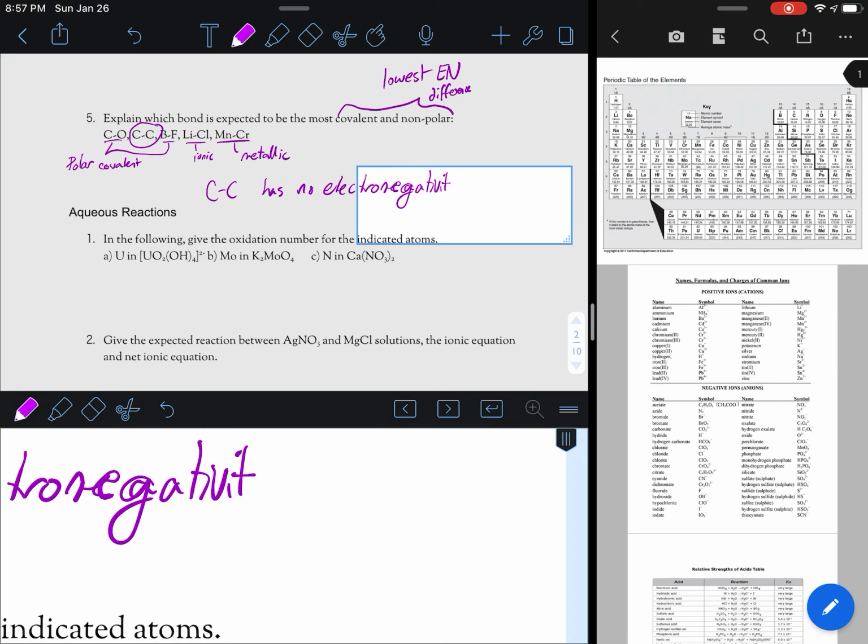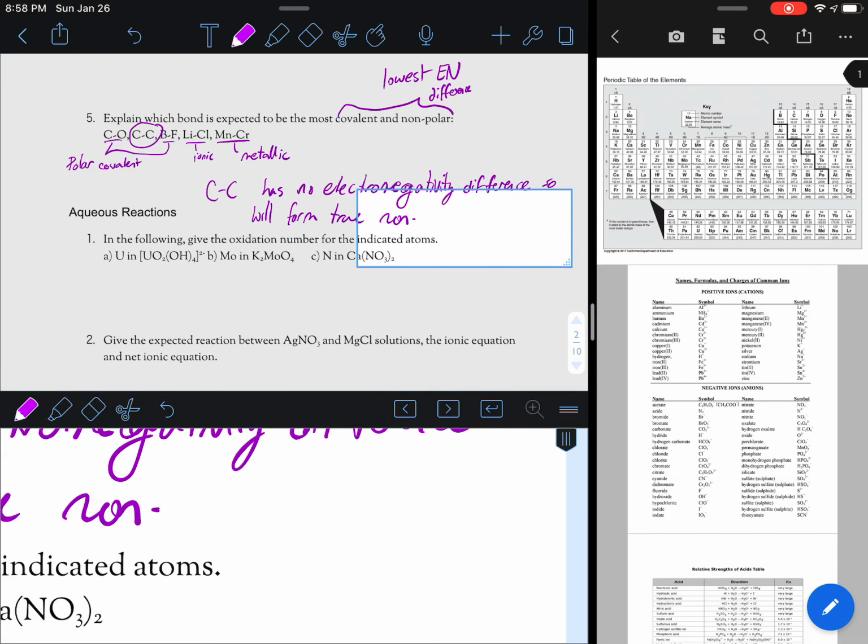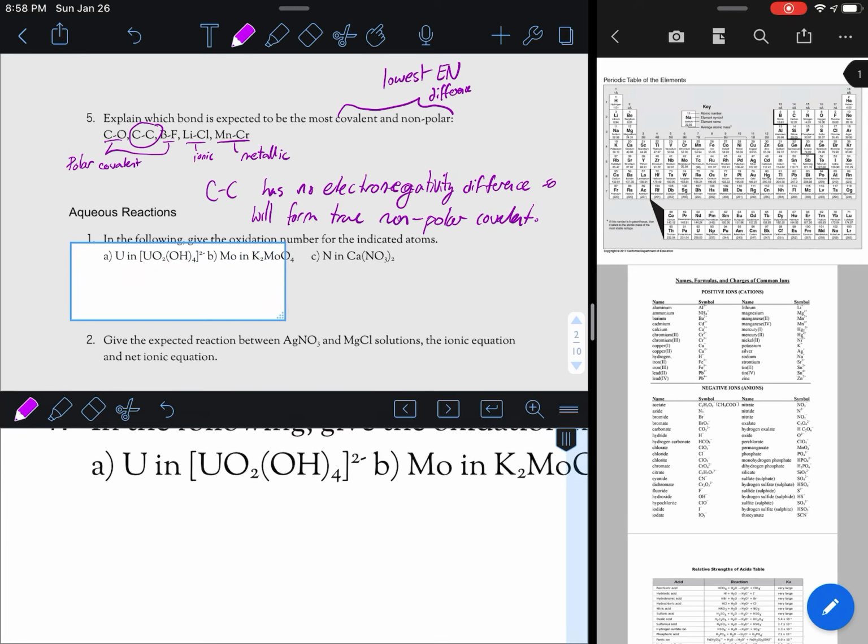Negativity difference. So will form true non-polar covalent. There's a whole side topic in there, but that's okay.